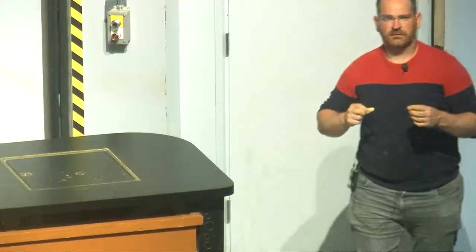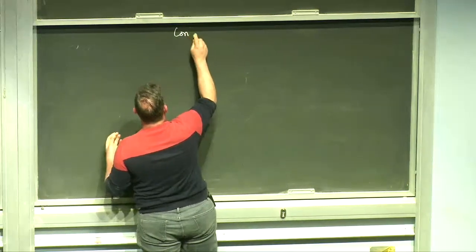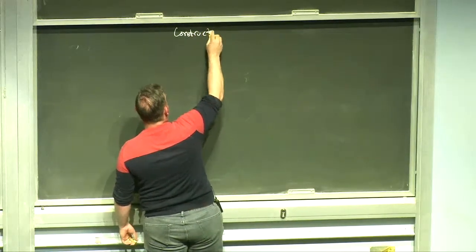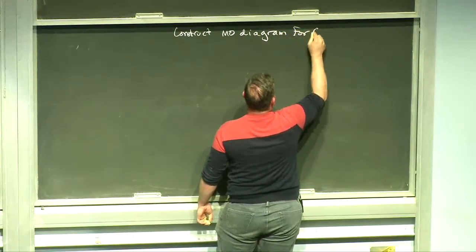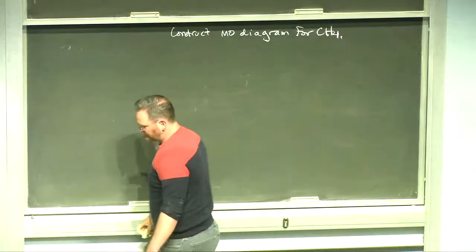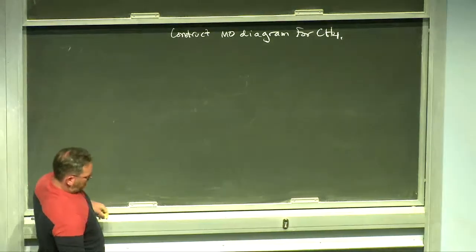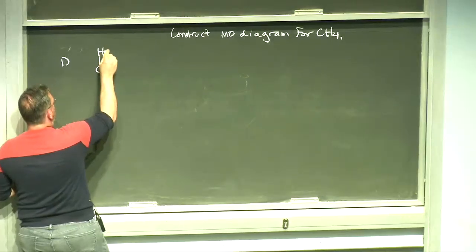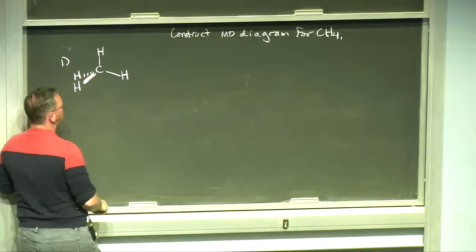Okay. All right, so let's hit up the MO diagram for SP3. Construct the MO diagram for CH4. That one just, the words wouldn't leave my mouth. All right. So step 1, draw that thing. I've got my carbon, got my H, another H, and yet another H.